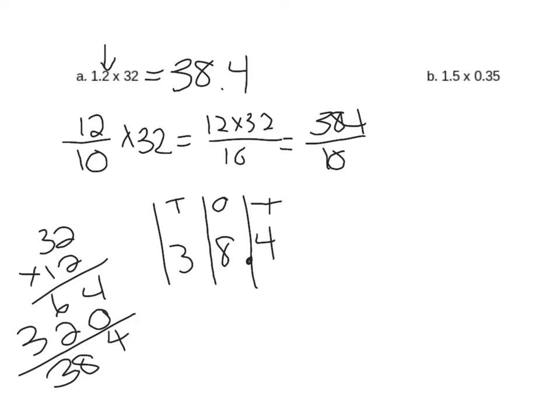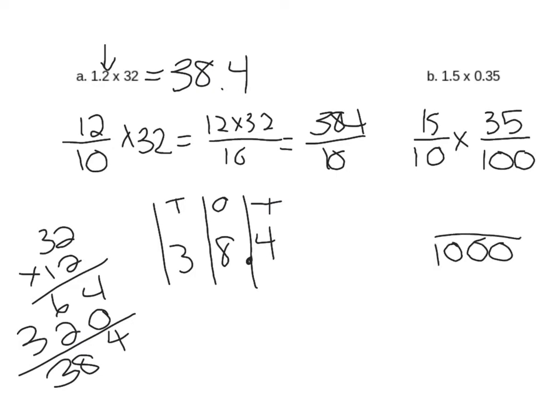Now let's multiply 1 and 5/10 times 35/100. How many total tenths is 1 and 5/10? Well, that's 15 tenths. We're going to multiply that times 35/100. So 35 out of 100. 10 times 100 is 1,000. And then we need to multiply 15 times 35 off to the side. And then that answer we're going to put over 1,000.